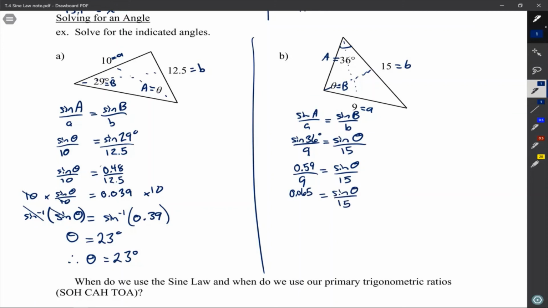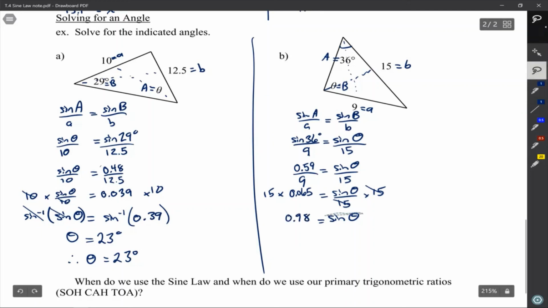As we did before, when we were trying to isolate for theta, first we deal with what's in our denominator. So instead of dividing by 15, we'll multiply by 15. These will cancel out on the right side, leaving us with sine theta. And on the left side, we can throw that right into our calculator. That's 15 times 0.065. That comes to 0.98.